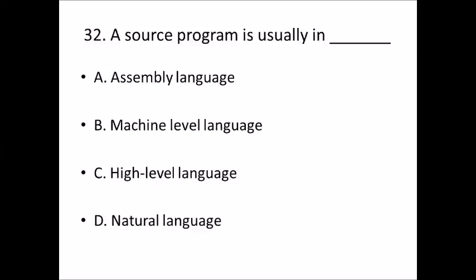32nd bit. A source program is usually in dash. Option A assembly language, option B machine level language, option C high level language, option D natural language. Option C high level language.